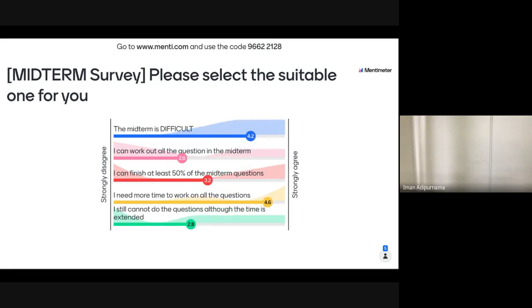Okay, 4 students already submitted. Half of the students, from 14 students, at least half can work all the questions. Okay. I need more time. I still cannot do the questions, although the time is extended. That means that even though I give you more time, you still cannot get the right answer. That means the question is difficult. Sometimes the question takes time to write, but sometimes the question is too difficult to answer. So it's a different thing, right? I need to know which part of our last midterm. And the more time, okay, that's true. So I will use this survey for the final exam.